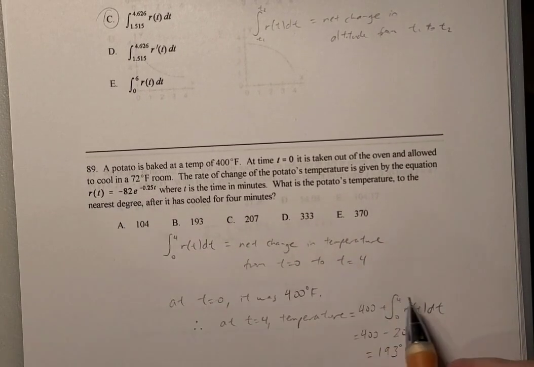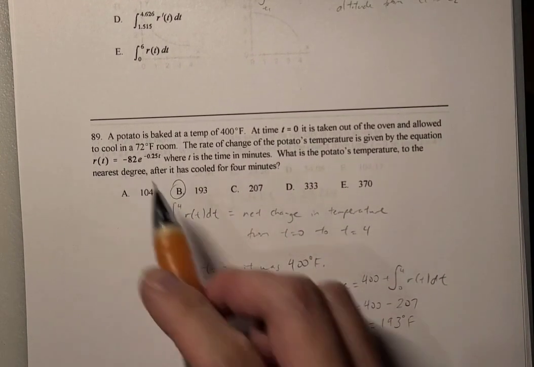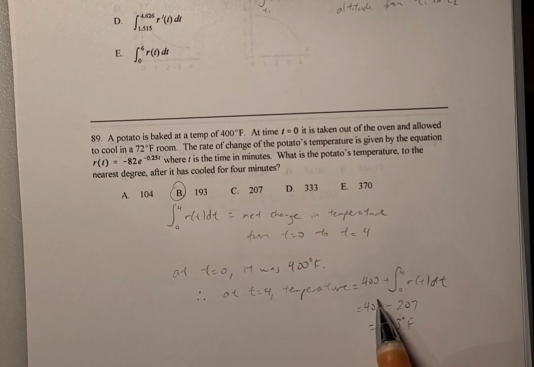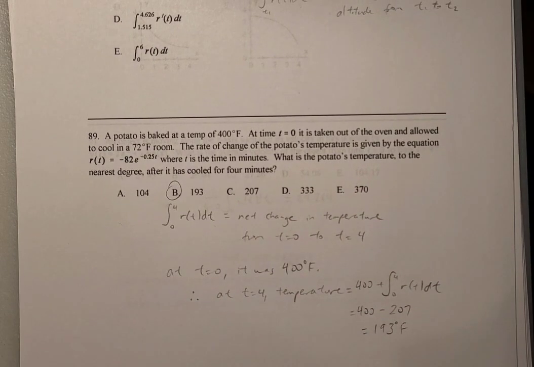Yeah, your R here, so you just plug this into your calculator, you get around negative 207. So 400 minus 207, that's 193. Okay, if you use the initial condition that it's 72, you get 72 minus 207, which is a negative number, which clearly you don't see in the answer, so you know you did something wrong.